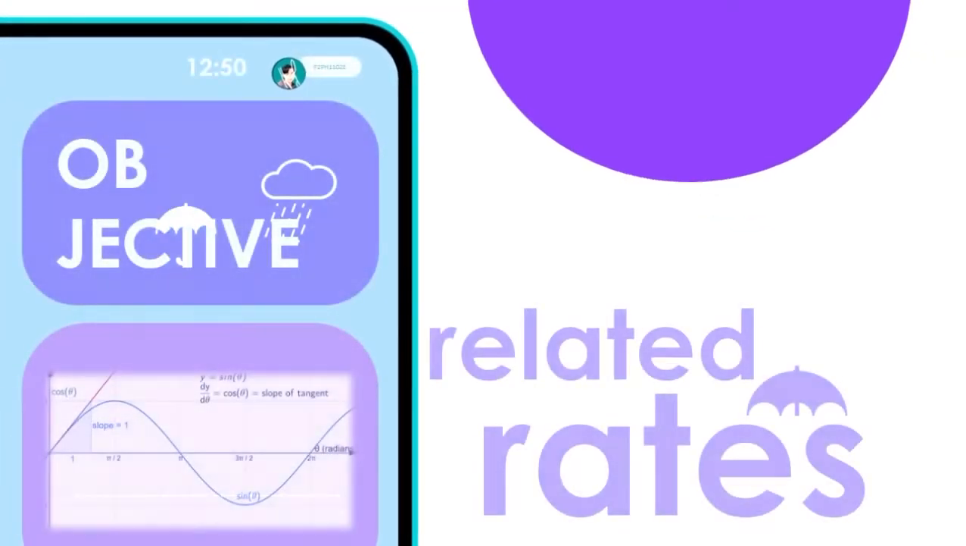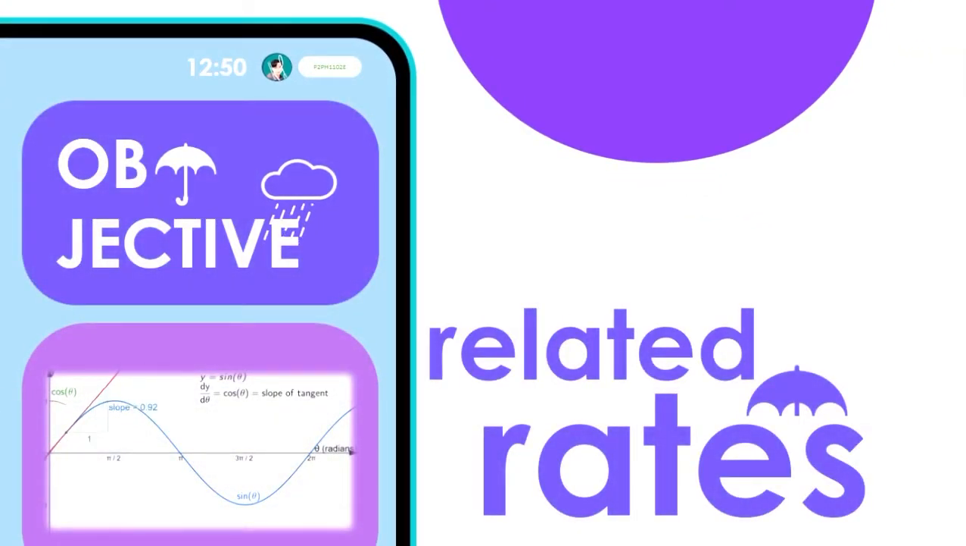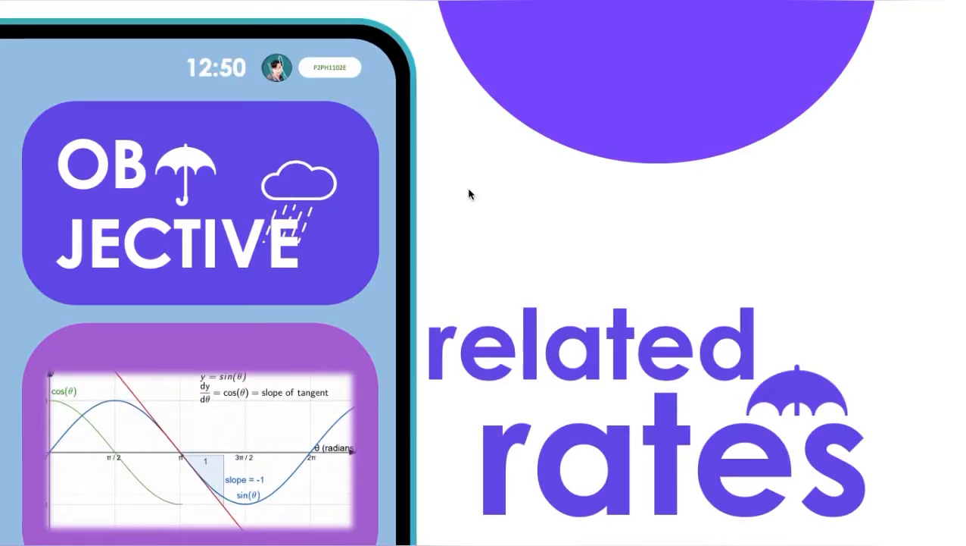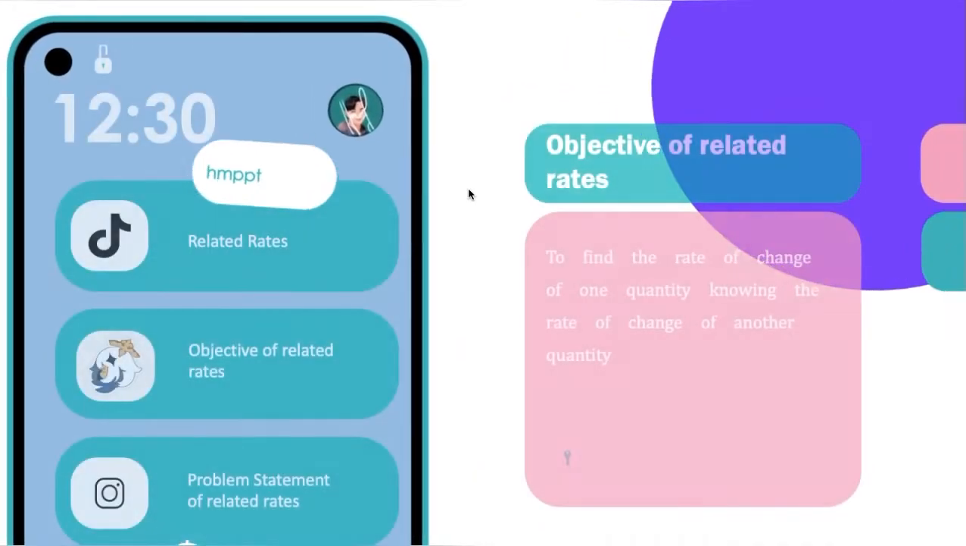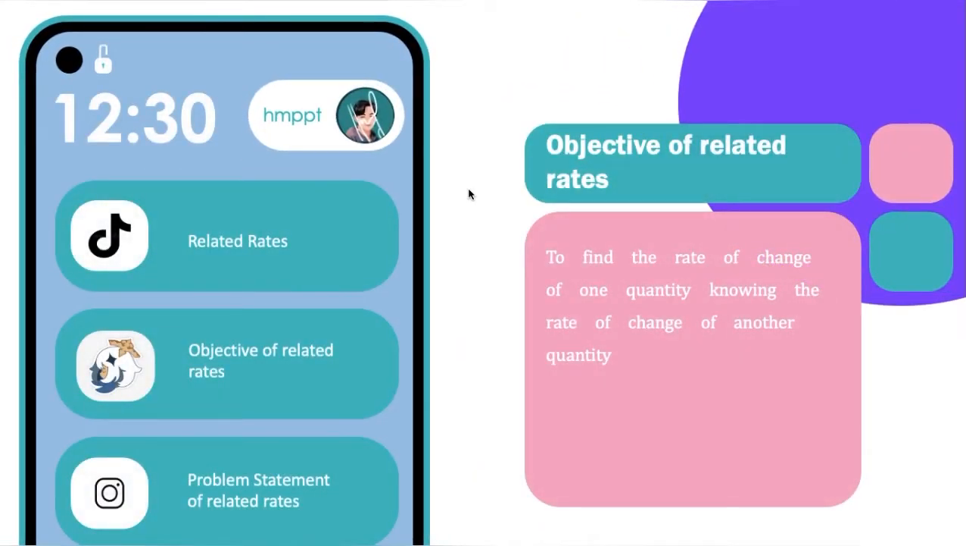I will hand over the presentation to Sara Nabila to continue the discussion on objective of related rate. And I'll be continuing Shahirah's presentation and starting the objective of related rates. So, firstly, objective of related rates is to find the rate of change of one quantity knowing the rate of change of another quantity. This is generally for all related rates questions.